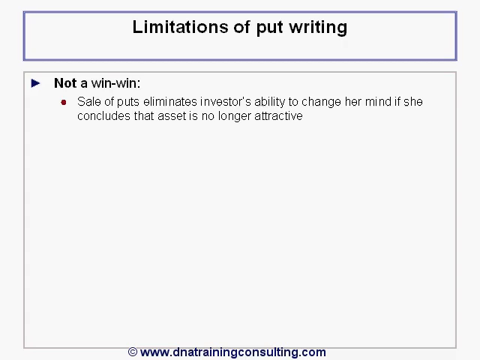The sale of the puts takes away the writer's ability to change her mind in the future if she later concludes that the asset is no longer attractive and that her accumulation strategy should be abandoned or reduced. The writer must be comfortable that the premium she receives is large enough to offset this risk.